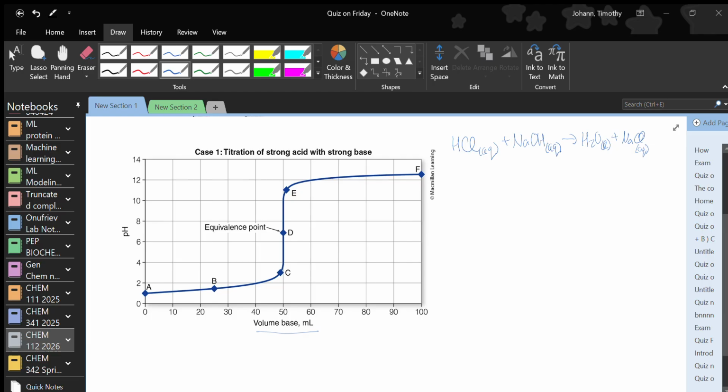Okay, so we've got a strong acid and a strong base reacting here. The important thing we want to look at for this reaction is the equivalence point. The equivalence point is the position where all the acid has been consumed by the base.